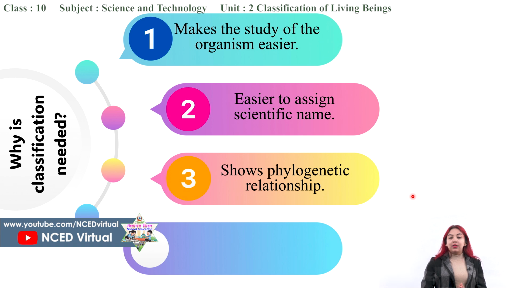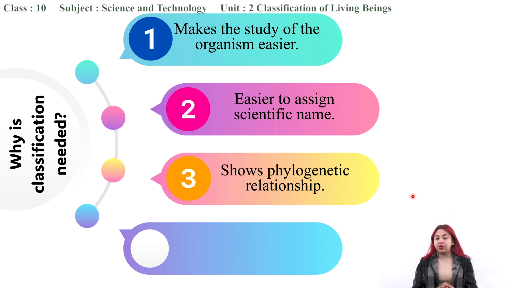The third point is it shows phylogenetic relationship. Now, phylogenetic relationship means evolutionary relationship, how a certain organism evolved throughout the time. So, classification clearly shows the evolution throughout the time. How from a single cell we became multicellular, and from multicellular we became more and more complex to form an organism that we are now.